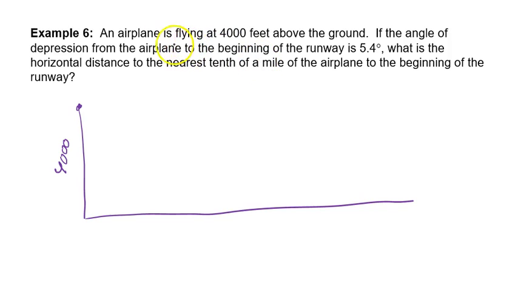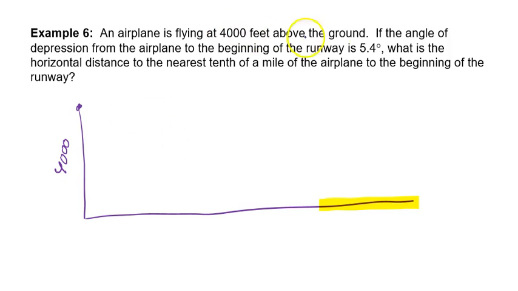It says if the angle of depression from the airplane to the beginning of the runway is 5.4 degrees, so a very small amount, what is the horizontal distance to the nearest tenth of a mile of the airplane to the beginning of the runway? Okay, so I'm going to have a runway. I'm going to say that the runway starts over here, and this is the runway at the airport.